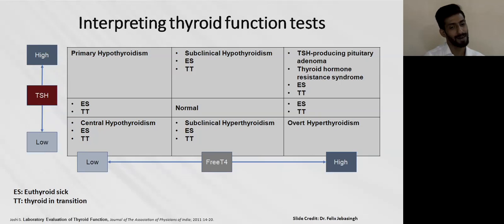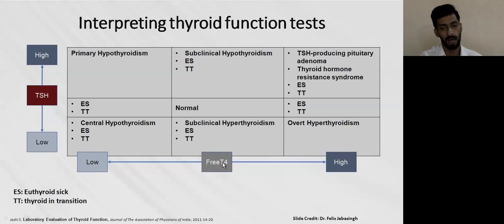But remember that a gradient between these two conditions can be seen in 2 states. One is Euthyroid Sick state and 2 is thyroid in transition. Thyroid in transition is just a new terminology they are bringing up for patients who are evolving from subclinicals to clinicals. Okay. But if you have a normal TSH and a low FT4, what are your possibilities? If the patient is critically ill, then you think of a Euthyroid Sick syndrome. If not, you think that this patient is probably thyroid in transition. We don't know which way they will transition. That's why it's called thyroid in transition.